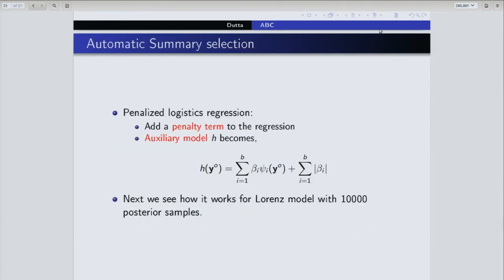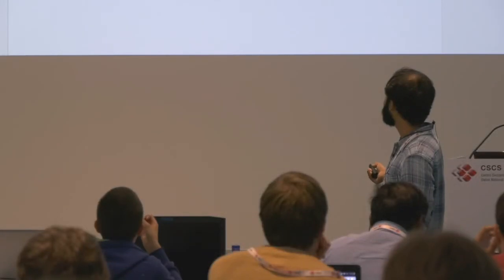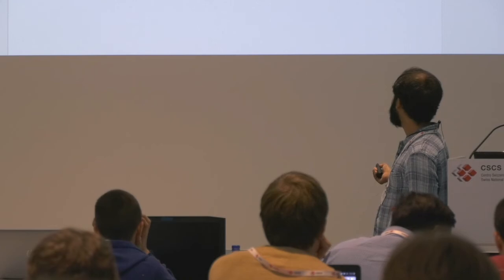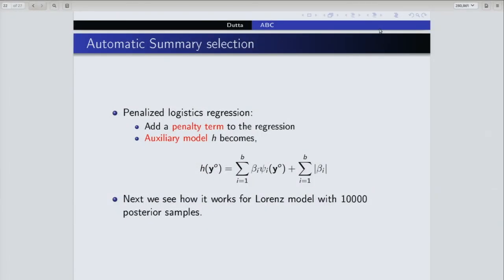Okay, so now comes the automatic summary selection. Again, you have seen that h we have chosen like that. As in penalized logistic regression, you just add a penalty term here. And then using that, you minimize the likelihood function. What basically happens is that the beta i's, where the xi are summary statistics which are non-informative, their value goes to 0, and others are kept. So in this way, in an automatic way, you remove the summary statistics.